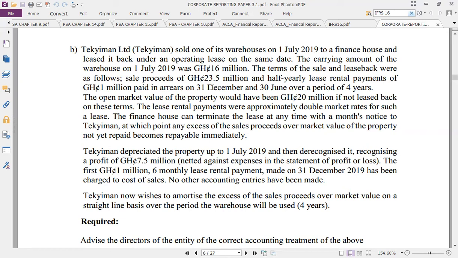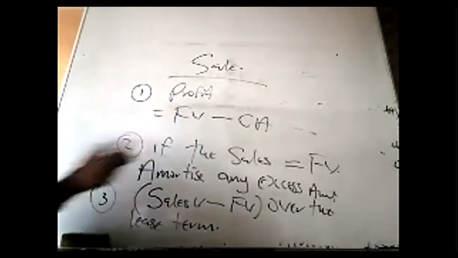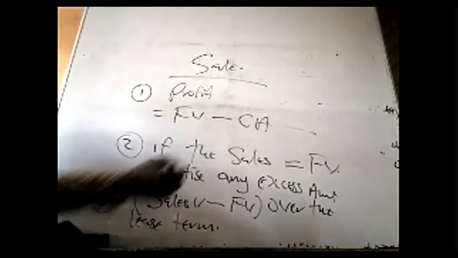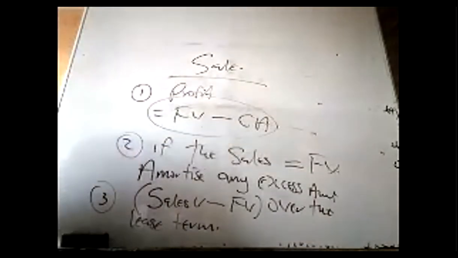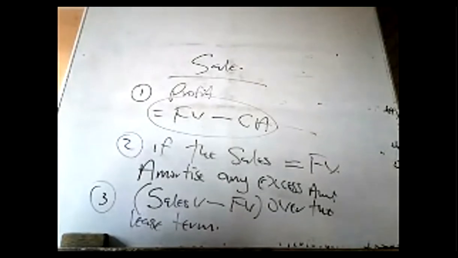We will calculate it, then you see. Techiman depreciated the property up to 1st July 2019. Perfect one, yes. Then de-recognize it. Yes, that's good news. Recognizing a profit of 7.5 million netted against expenses in the statement of profit and loss. No, this profit we will calculate and see. If we calculate this profit and it's not in line with this, we need to reverse it. So take note of what we are going to do now.